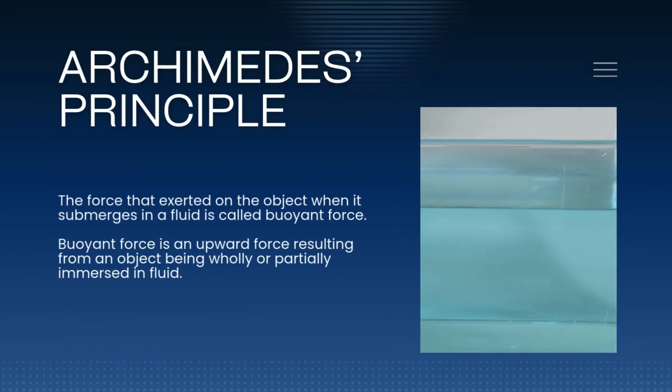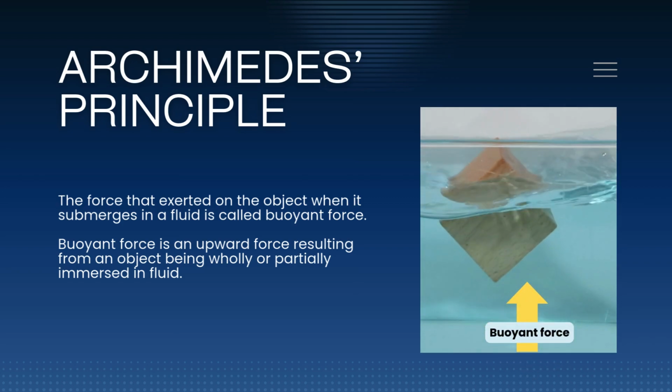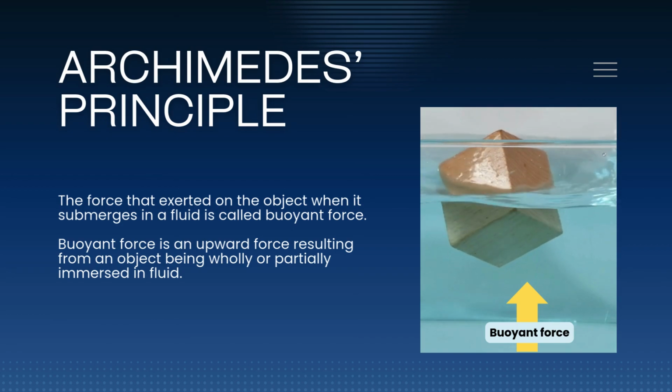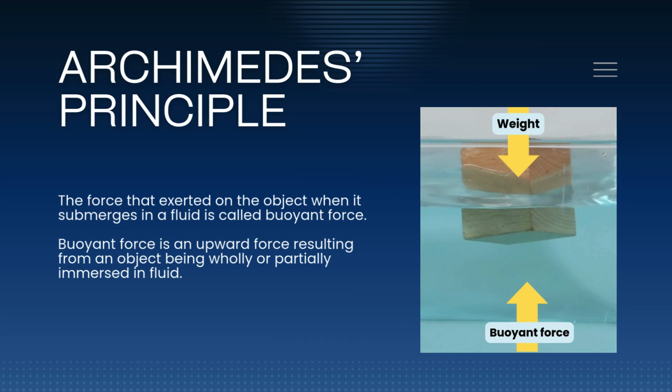This upward force is called buoyant force. Buoyant force is the force exerted by a fluid on an object that is partially or fully immersed. While gravity pulls the object downward through its weight, buoyant force pushes it upward. Whether an object floats or sinks depends on which force is stronger.